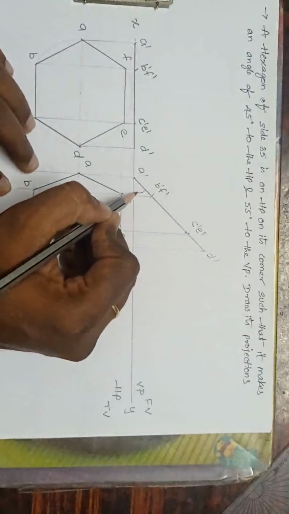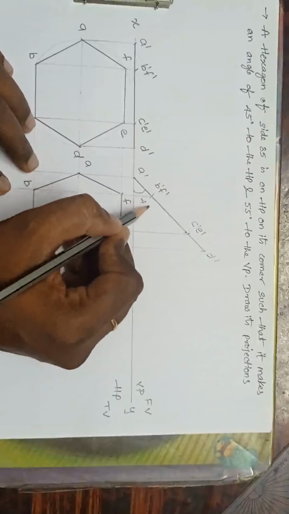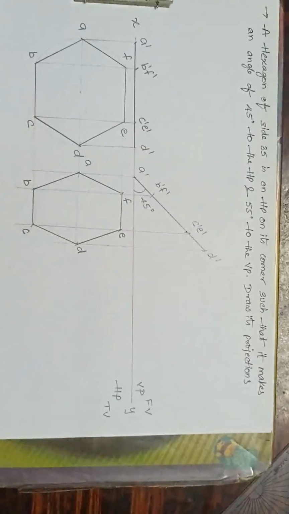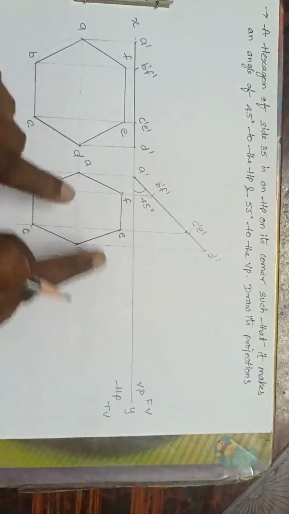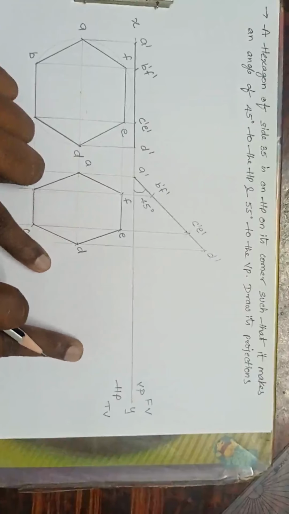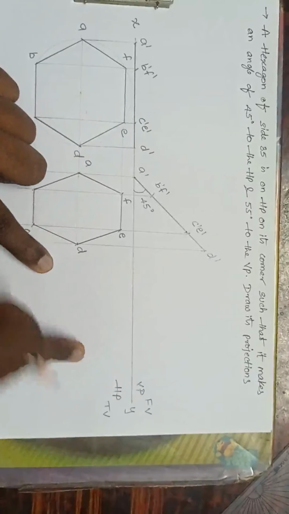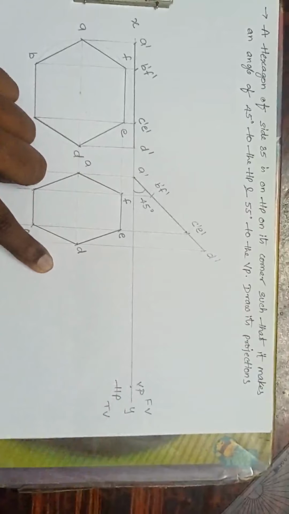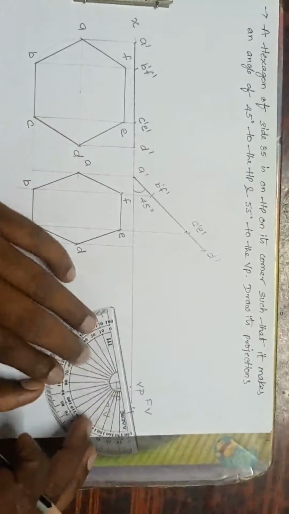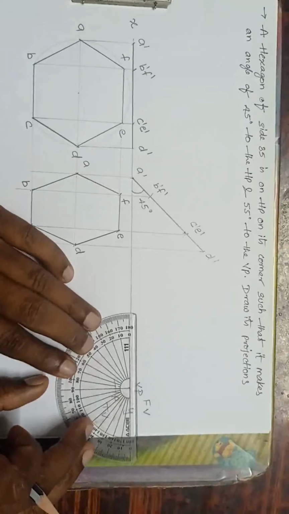Okay, now here the angle is how much? 45 degrees with the HP. You have to mention the angles. Very, very important. Next, what to do? Next, I have to make 55 degrees with the VP. So mark any point here. Take 55 degrees. This is 55 degrees. Done.